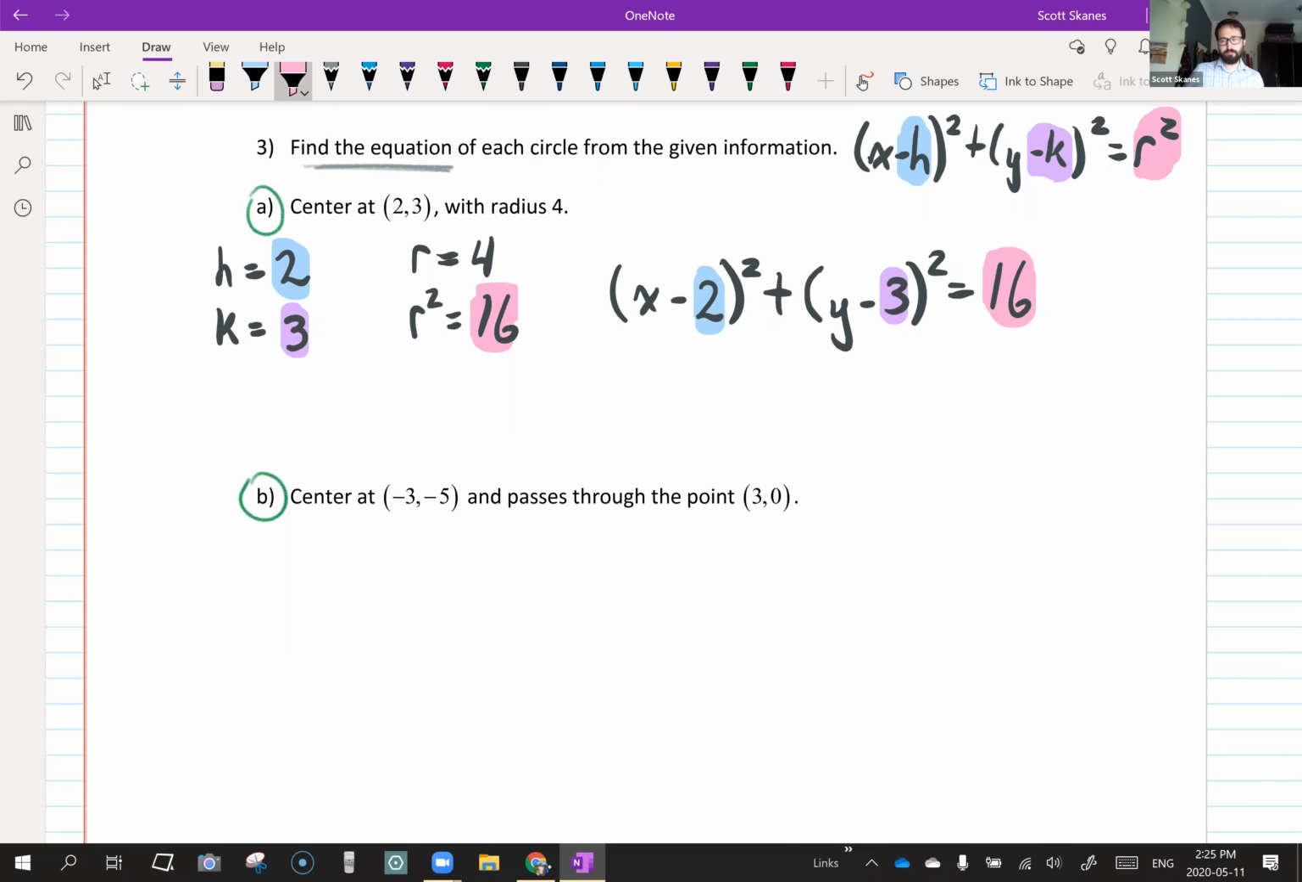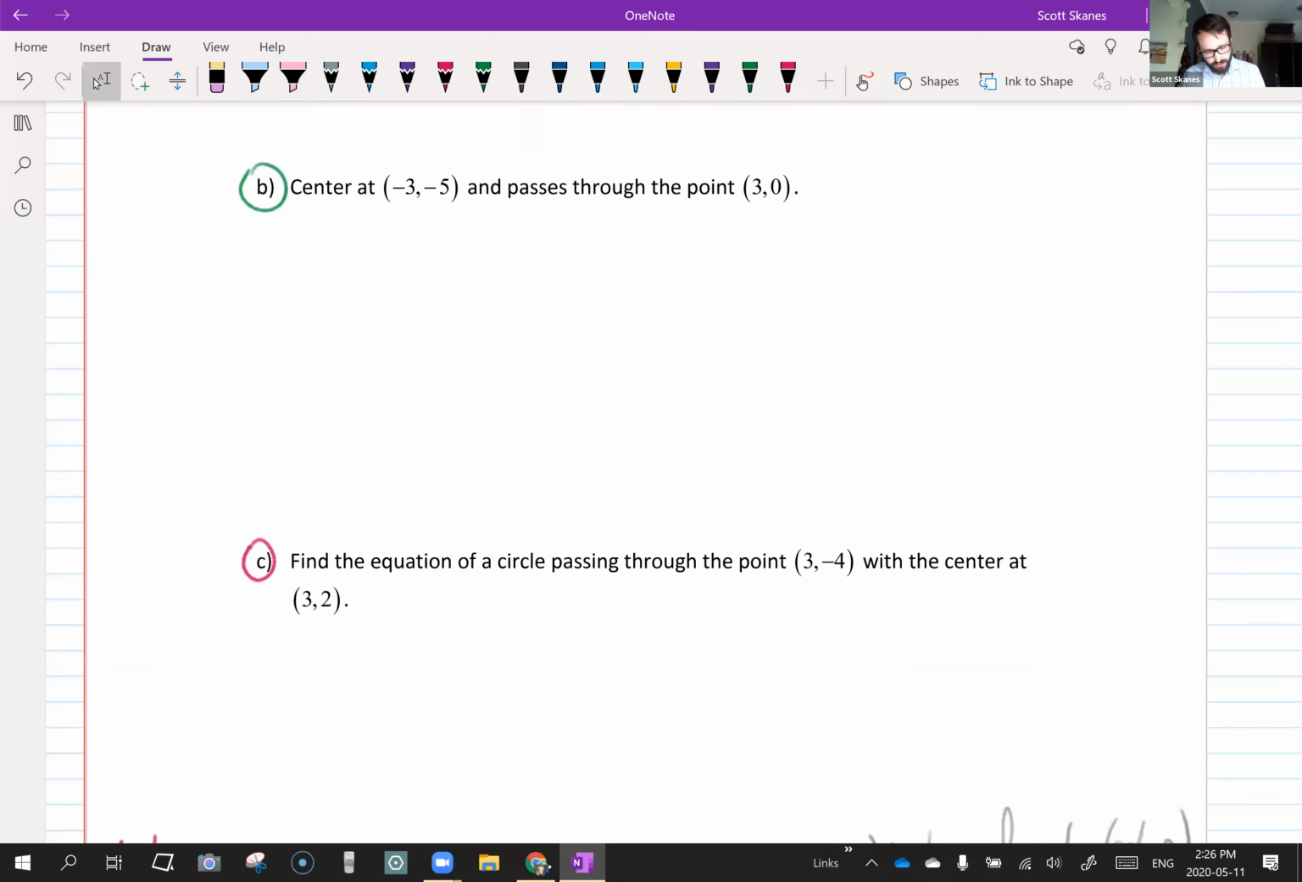Okay. For question B, well, before I move on to question B, are there any questions on this that I can answer? No? Okay. Again, I'm going to kind of keep up the pace today because we have lots to cover, especially ellipses. So the center at -3, -5 passes through the point 3, 0. So let me write down what I know. From this, I can clearly see that h is -3. And I can clearly see that k is -5. Those are given directly from the center. Passes through the point 3, 0. Well, I'm going to worry about that in a second, okay? I'll go back to that.